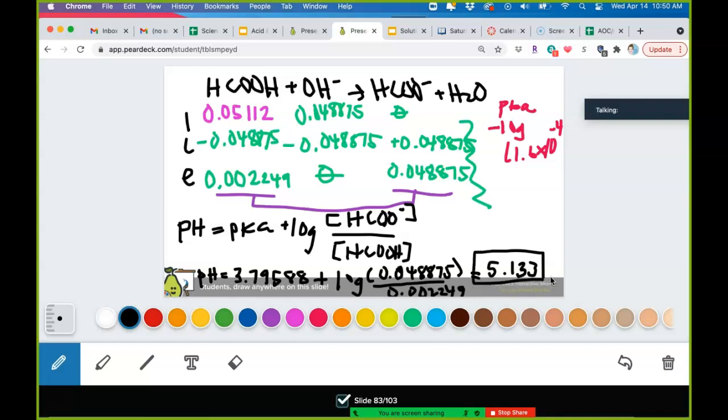So again, an acid-base neutralization reaction created a buffer. This will never happen with a strong acid, strong base reaction. Buffers are not produced during strong reactions.